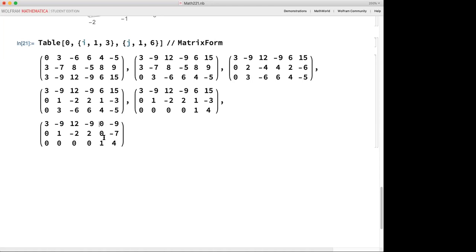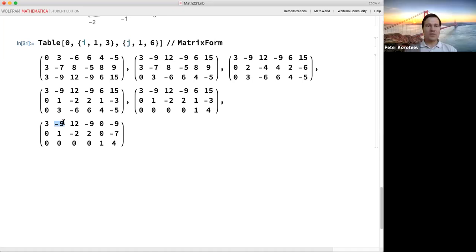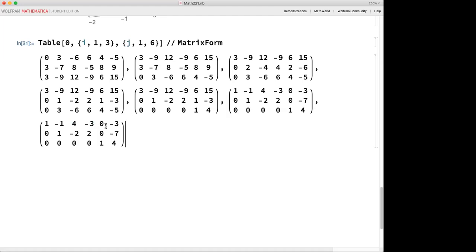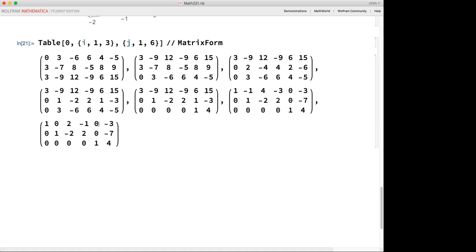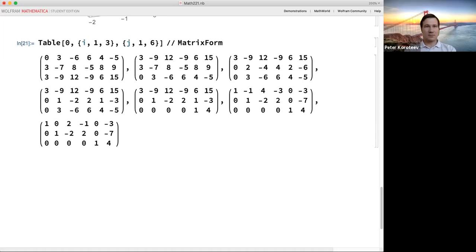And so we can divide the first row by 3. So it's 1, -1, 4, -3, -3, and now we can add the second row to the first row. That will give us 0, and then here 2, -1, -10.